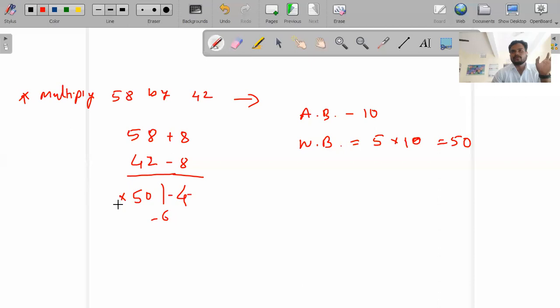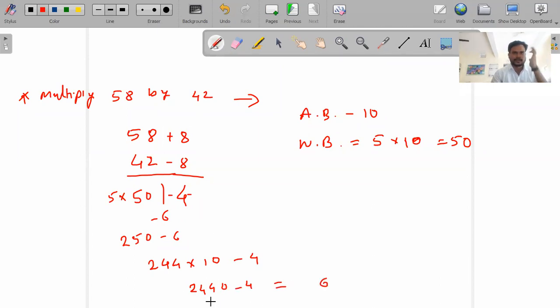I'm just trying something new. I'm going to multiply this with 5. 5 into 5 is 25. 0 minus 6. Do this one: what will be there? 2, 4, and 4 into the actual base 10 minus 4, so 2, 4, 4, 0 minus 4. So the answer will be 6. 2436. Yes, I'm right then. You can do it in this way also.